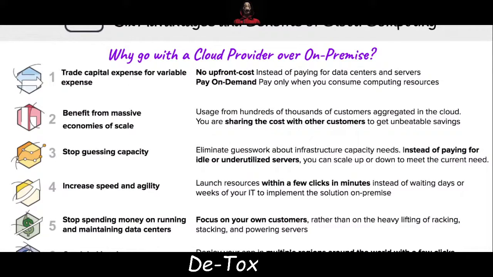The next point here is stop guessing capacity. So eliminate guesswork about infrastructure capacity needs. So instead of paying for idle or underutilized servers, you can scale up or down to meet the current needs. So where on-prem, you would just buy your servers and they would either be underutilized because they would just be way too big for the job, or they're just not being utilized all the time.